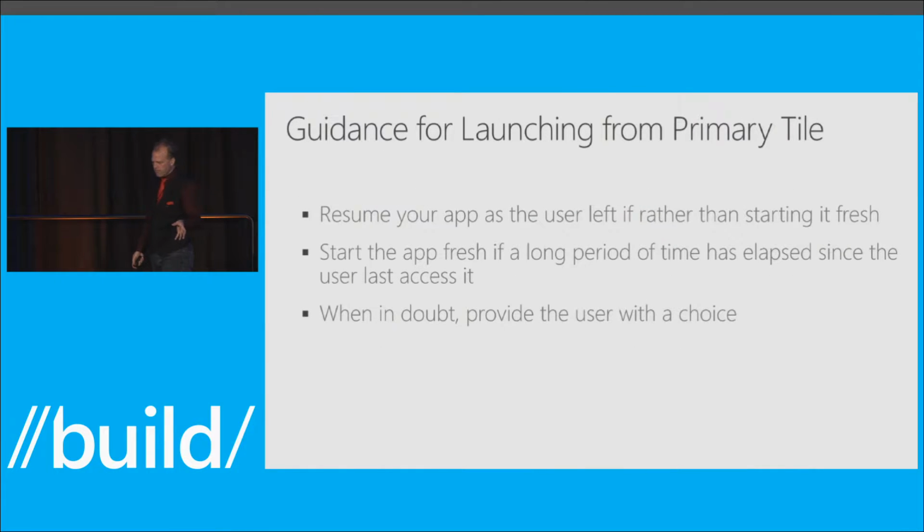So, I touched on this. When launching from the primary tile, be sure that the user returns to where they were. And this, of course, goes without saying with fast app resume. That's why we have it, right? So make sure that the user feels that they get back to a state where they left off. If they were editing something inside your application, they get back to that edit.